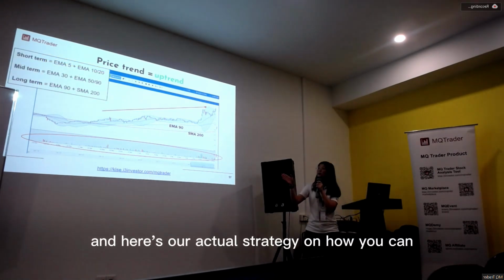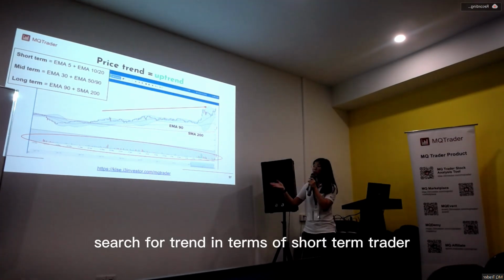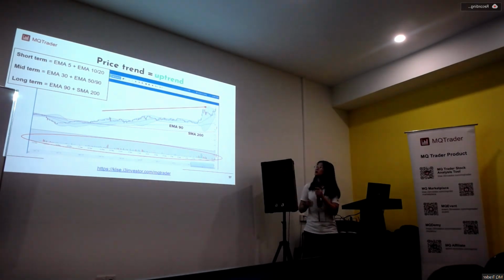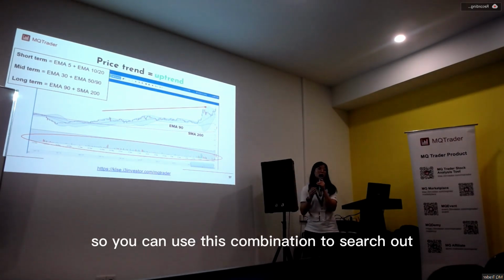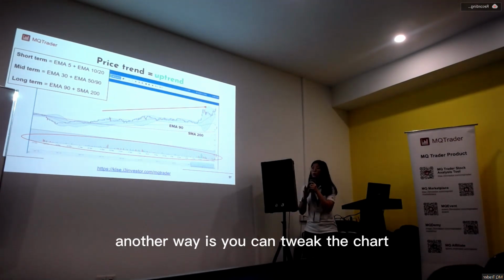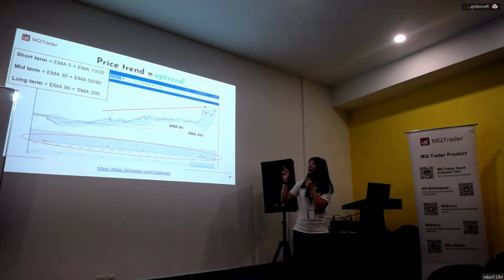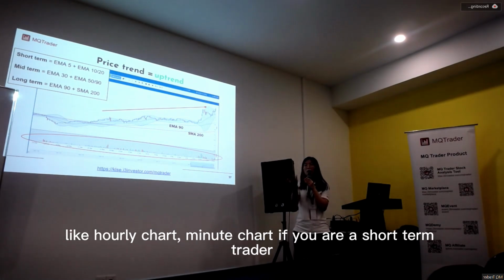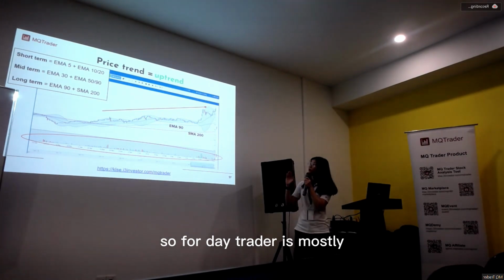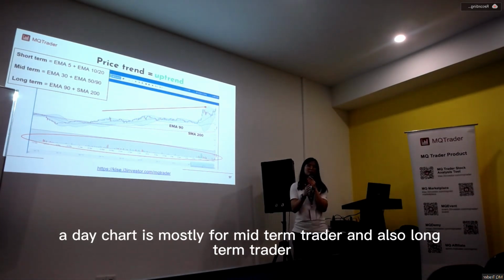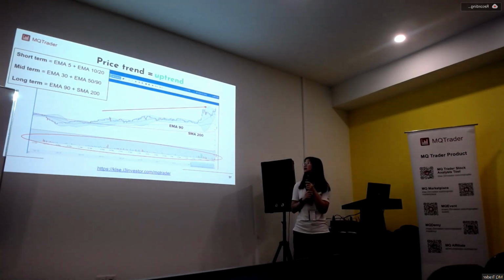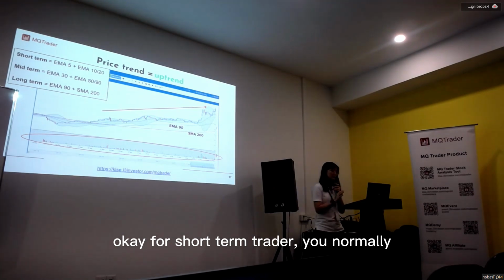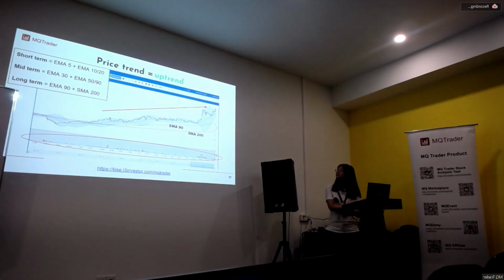And here's our FQ strategy on how you can search for trend in terms of short-term trader, mid-term trader, and long-term trader. So you can use these combinations to search out your opportunities of trend. Another way is you can tweak the chart. Okay, you can use a shorter time frame, like hourly chart, minute chart, if you are a short-term trader. The day chart is mostly for mid-term trader and also long-term trader. For short-term trader, you normally use a minute chart and also hourly chart.